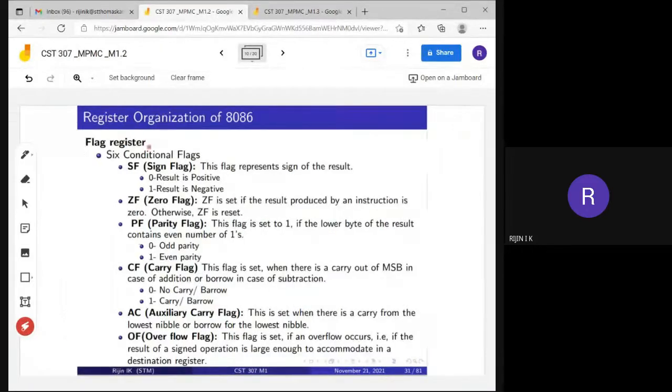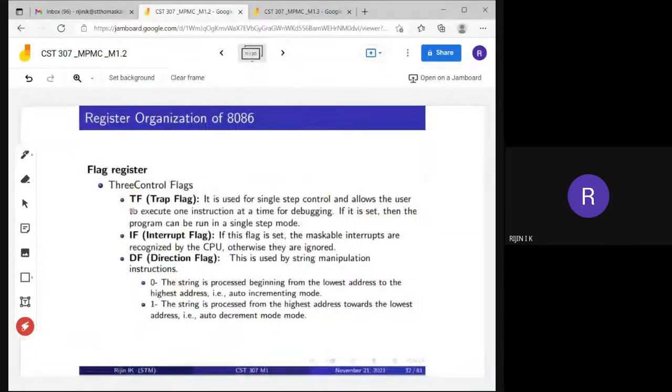There are 6 conditional flags and 3 control flags.